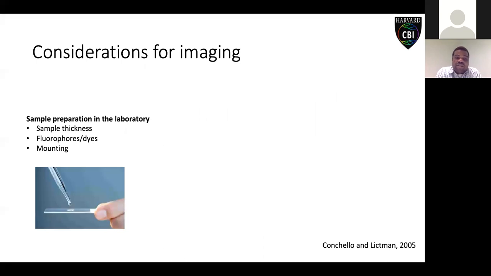So every imaging experiment always begins with sample preparation in the laboratory, where you determine what samples you have. Is it going to be a full tissue or a whole organism, or will the cells be growing on just a cover slip? Next are the fluorophores you'll be picking, and then the type of mounting that you'll be using. And I will describe that in detail later on.